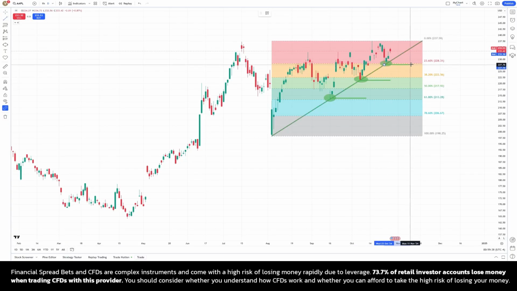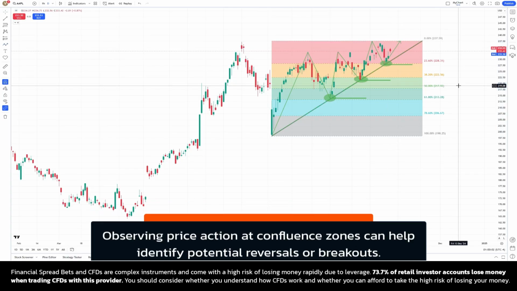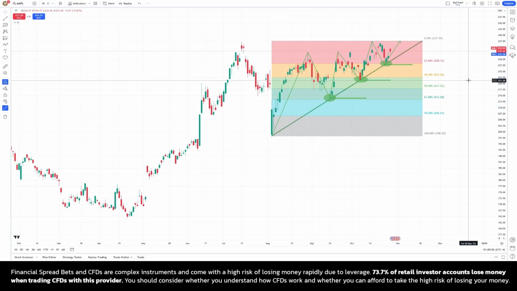A lot of traders also like to watch how the price behaves when it approaches these confluence zones. For instance, if price nears a trend line and one of the major Fibonacci levels simultaneously, and then shows signs of reversal, like a candlestick pattern or decreasing volume, it can suggest that the retracement is ending and the trend is about to resume. This can help you time your entries more effectively and reduce exposure to risk.